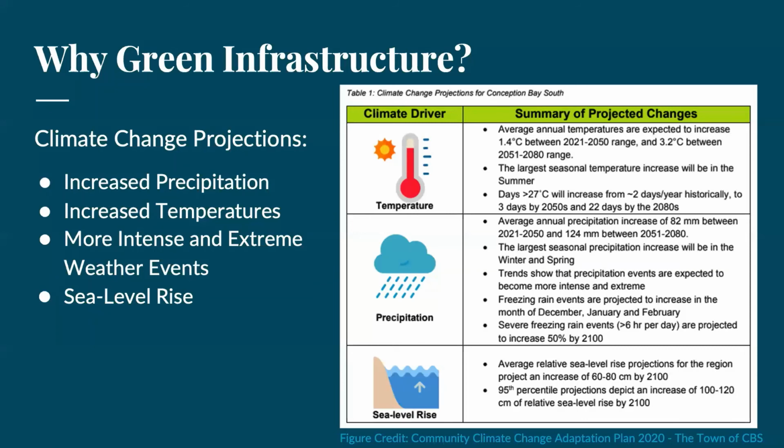The largest seasonal temperature increases they're expecting to be in the summer. I recently heard on the radio that we just had one of the third warmest summers on record here in Newfoundland, and that we're in for a mild fall. So we may see days where we have greater than 27 degrees Celsius, and that may increase from 2 days a year historically to 3 days a year by 2050 and up to 22 days by the year 2080 or so.